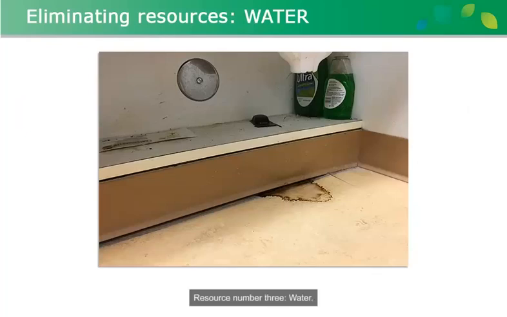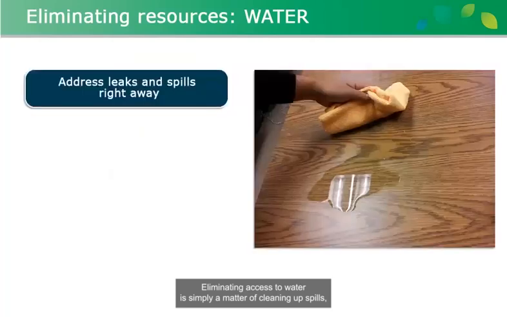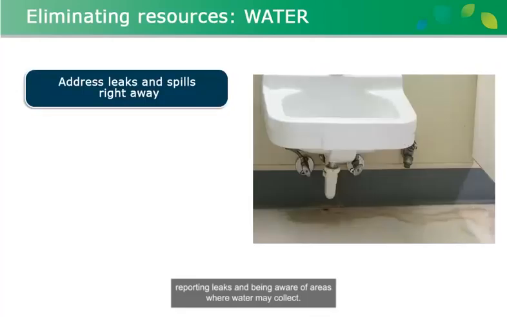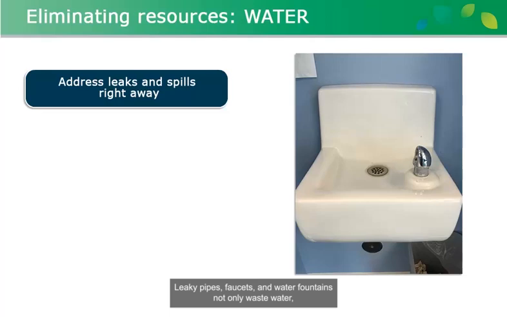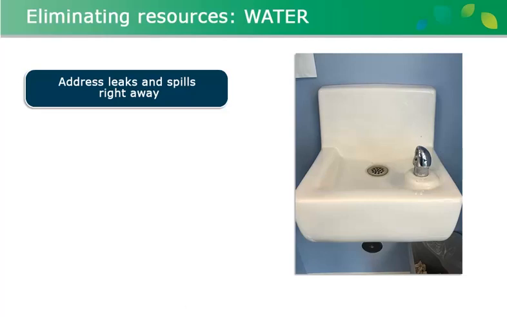Resource number 3, water. Eliminating access to water is simply a matter of cleaning up spills, reporting leaks, and being aware of areas where water may collect. Leaky pipes, faucets, and water fountains not only waste water, but they are sources for pests to get a drink and for mold to grow too. Address these issues right away.